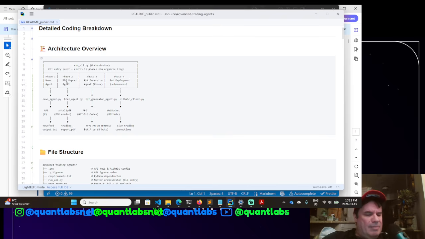Then we have a PDF report that gets created. Then phase three, we have bot generation for all the trading bots from all the news. And also, as an option, I can have it automatically launch the bots.